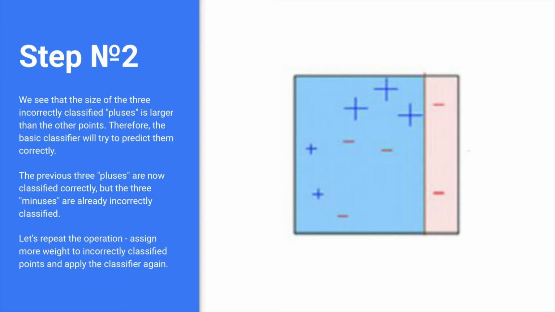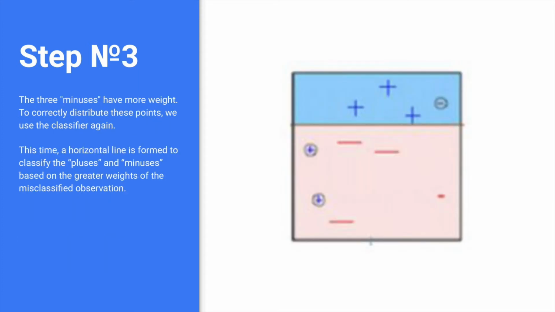Let's perform the same operation as the previous time. Assign more weight to incorrectly classified points and apply the classifier again. In Box 3, the three minuses have more weight. To correctly distribute these points, we again use the decision stump classifier, D3. This time, a horizontal line is formed to classify the pluses and minuses, based on the greater weights of the misclassified observations.